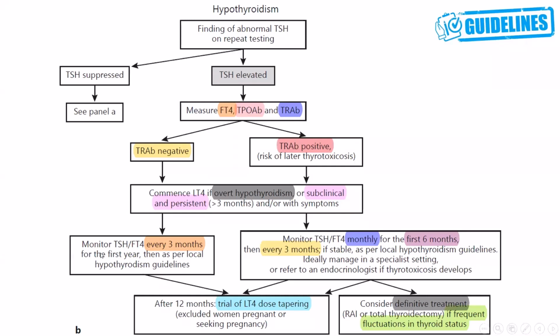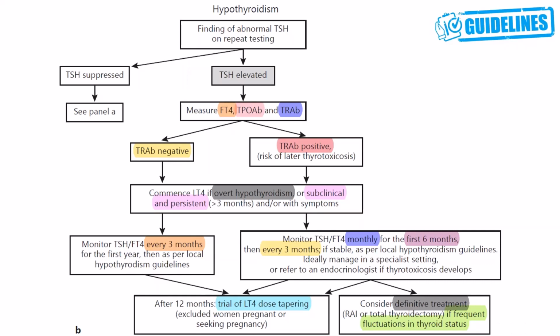And in this situation, I will check TSH and free T4 every 3 months for the first year, then as per protocol of hypothyroidism. But if TSH receptor antibody is positive, I will check TSH and free T4 every month for the first 6 months, and then every 3 months for 1 year. And I will try to stop thyroxine after 1 year.